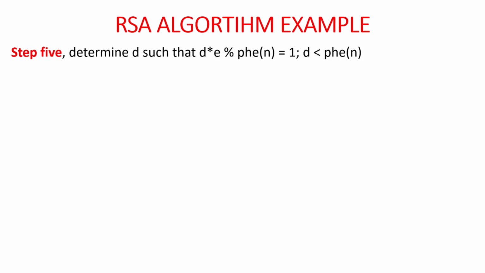Step 5 is, we have to determine the private key now. The public key is already given. E is already given as the encryption key. Now we have to find the key for decryption. D is for decryption and E is used for encryption. So how do we find D? This is the formula: D into E mod phi of n equal to 1, and D should be less than phi of n. What is phi of n? 20. So the value of D should be less than 20, and this condition should be satisfied.